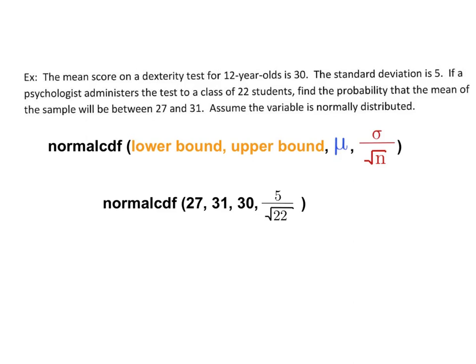So here's what you should have been entering into your calculator. My lower bound is 27. My upper bound is 31. The mean is 30. So none of that changes from what we did in 6.2. The only change we make has to do with the standard deviation. So instead of it just being 5, I have to do 5 divided by the square root of 22, that sample size. And you don't have to find the square root of 22 first and approximate it as a decimal. You can enter it into your calculator just like this.